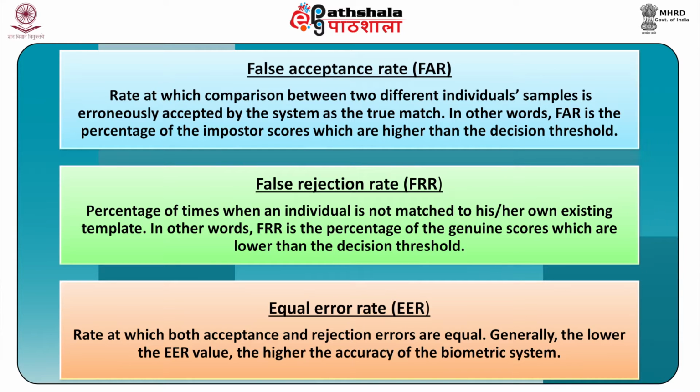Then we have the equal error rate, that is EER. It is the rate at which both acceptance and rejection errors are equal, that is FAR is equal to FRR. Generally, the lower the EER value, the higher the accuracy of the biometric system.